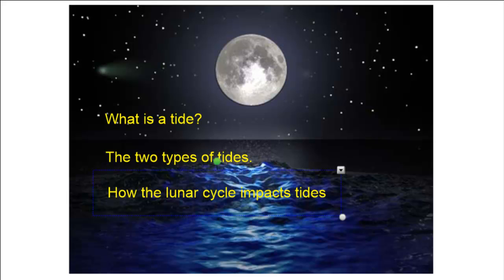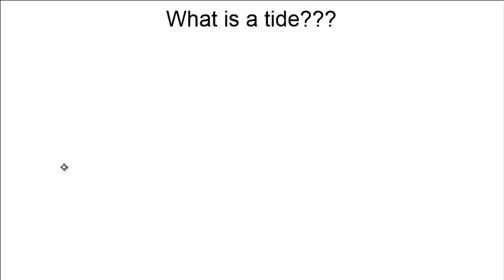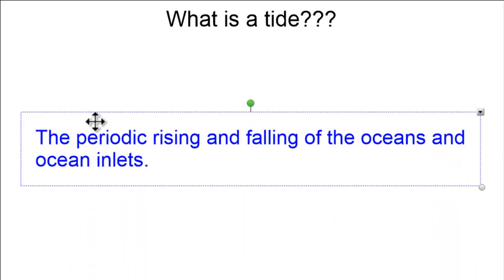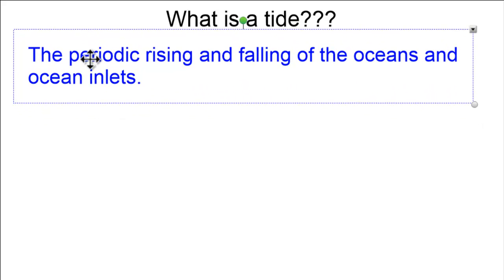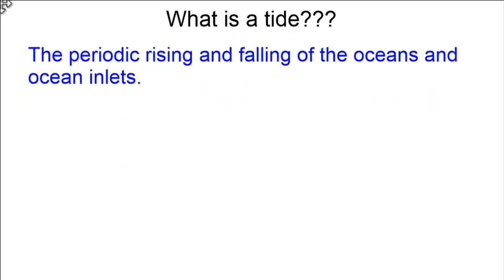This unit has been all about the lunar cycle. Now we're talking about tides. There has to be some kind of connection. So first, let's talk about what a tide is after all. We need to understand that first before we can talk about anything else. When we talk about tides, the dictionary is going to tell you that a tide is the periodic rising and falling of the oceans and ocean inlets.